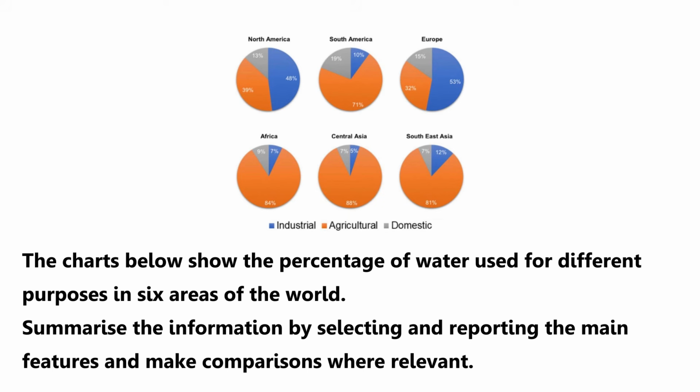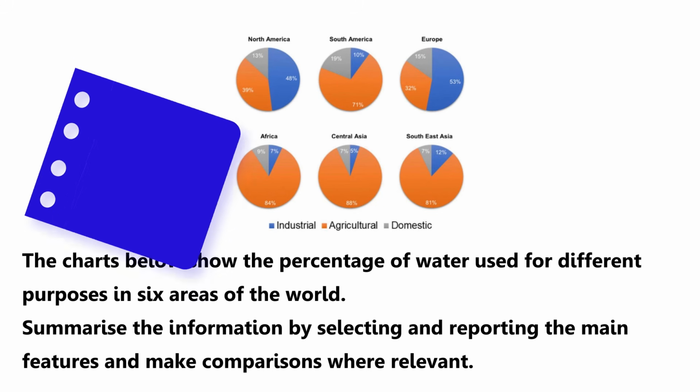The charts below show the percentage of water used for different purposes in 6 areas of the world. As you can see, there are 6 areas: North America, South America, Europe, Africa, Central Asia, and Southeast Asia. And it shows the use of water in 3 different categories: industrial, agricultural, and domestic. 3 different purposes, let's say. And we are going to write a Band 9 report.